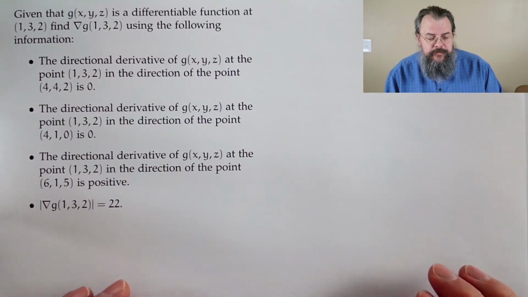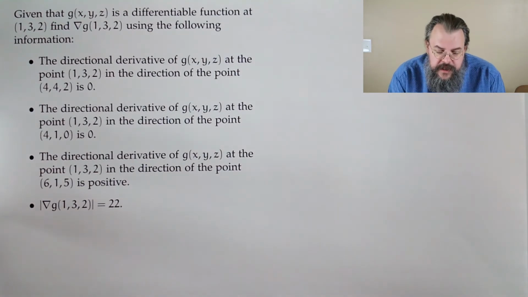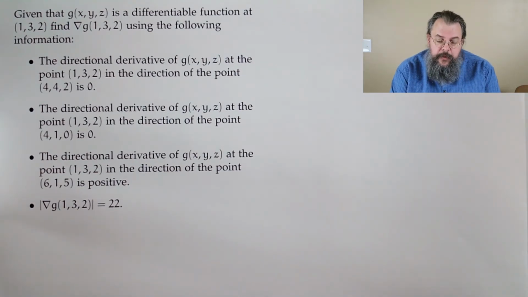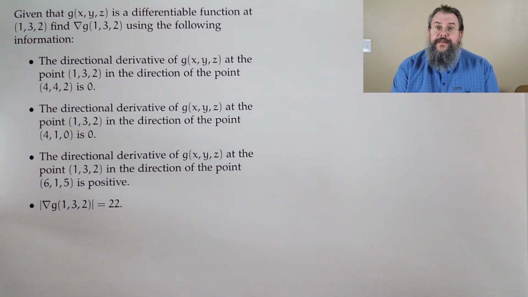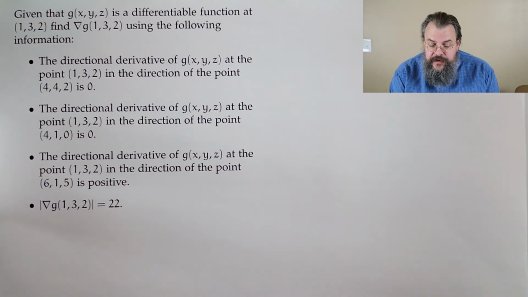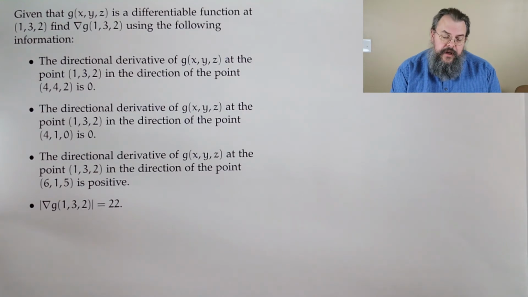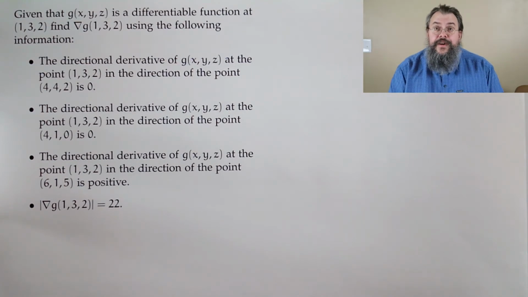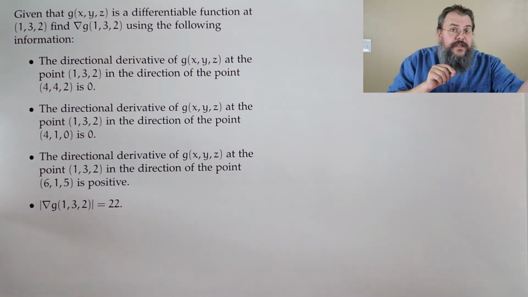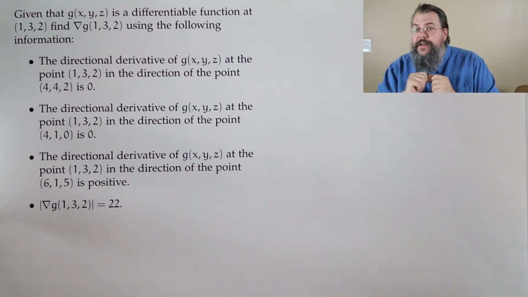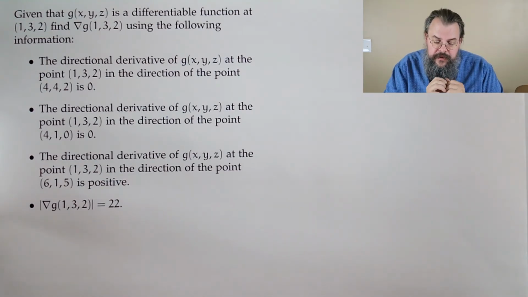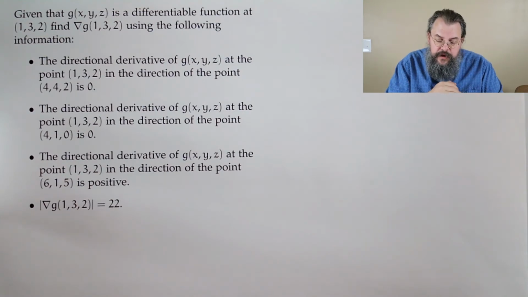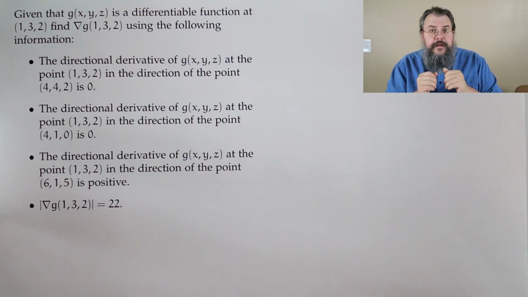It's kind of similar. Given that our function is differentiable at our point 1, 3, 2, we're going to find the gradient using some information. All right, so what do we have? Well, we have a directional derivative at our point in the direction of another point is 0. Okay, we have a directional derivative at the point 1, 3, 2, and the direction of the point 4, 1, 0 is also 0. So we know in that direction, our rate of change is 0. In that direction, our rate of change is 0. The directional derivative of g of x, y, z at the point 1, 3, 2 in the direction of the point 6, 1, 5 is positive.